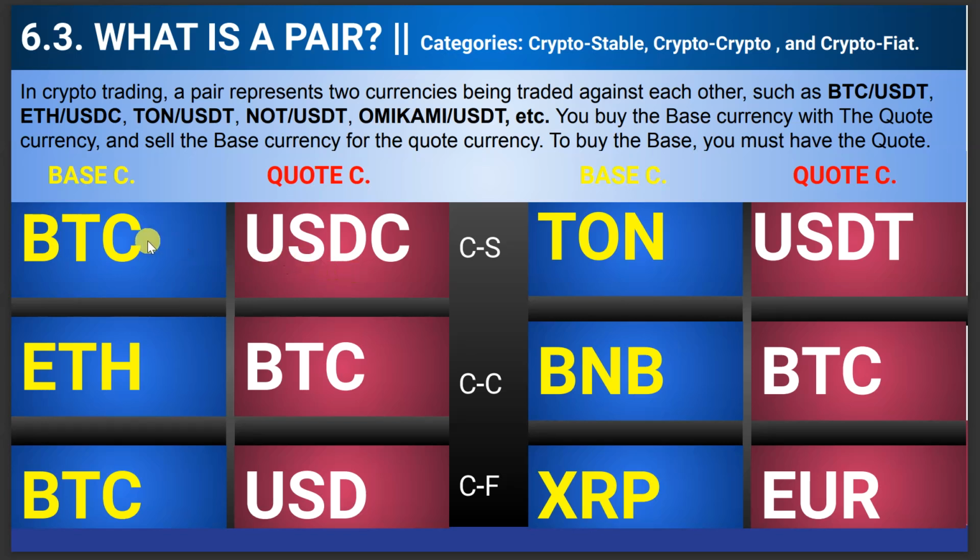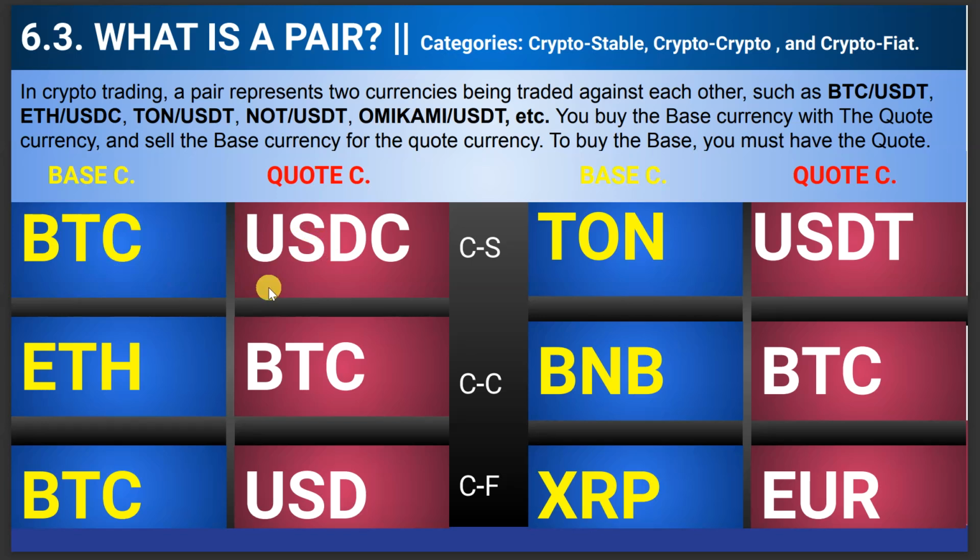Now, let me expand more on the base and the quote. When you look at a pair, the currency on the left part of it is referred to as the base currency. The currency on the right hand side of the pair is referred to as the quote currency. Some authors call it the counter currency, but quote is more often than not used by the majority of writers. So this is the base, this is the quote. The base is on the left hand side, the quote is on the right hand side.